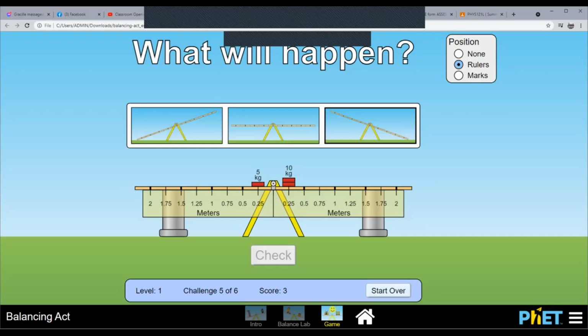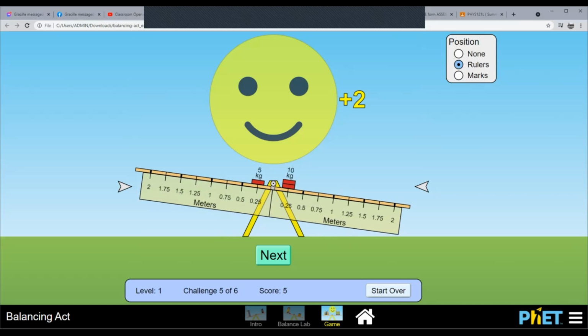What will happen? This is what will happen now. We have a 5 kilogram here on the left side. We have a 10 kilogram here on the left side. Both of which are applied 0.25 meters from the fulcrum support. So what would happen? Is this first condition, second condition, or third condition? Third condition po. Yes po. Sige, let us check. Okay, so we have a plus 2 here.